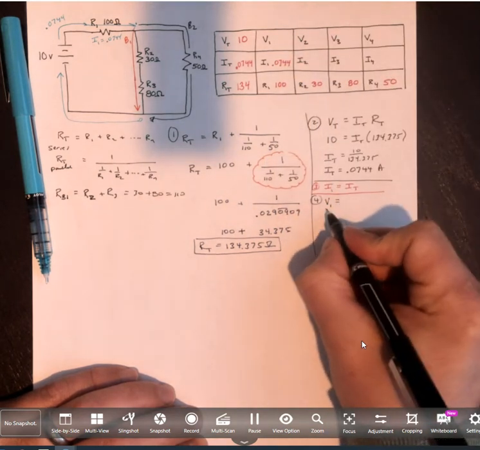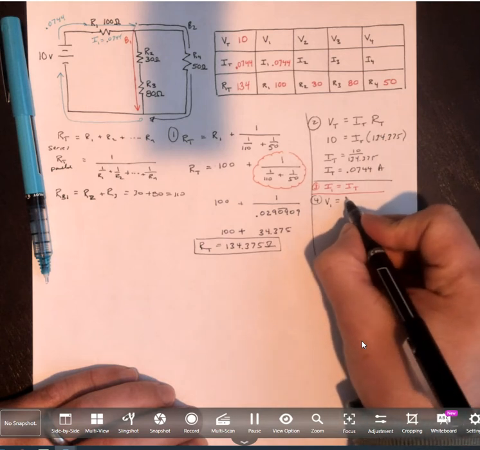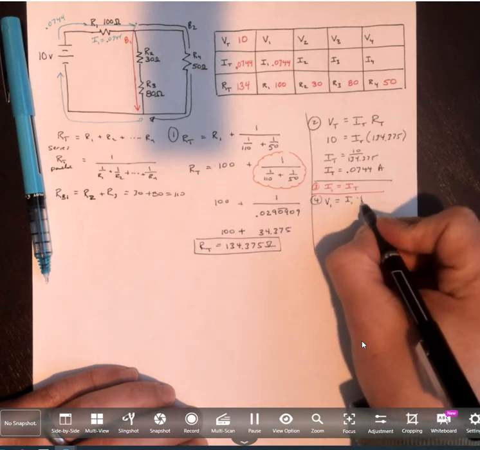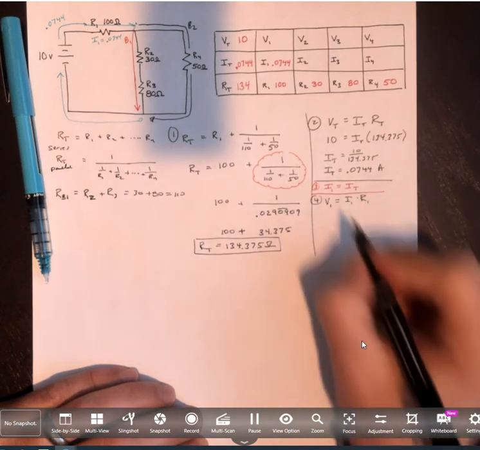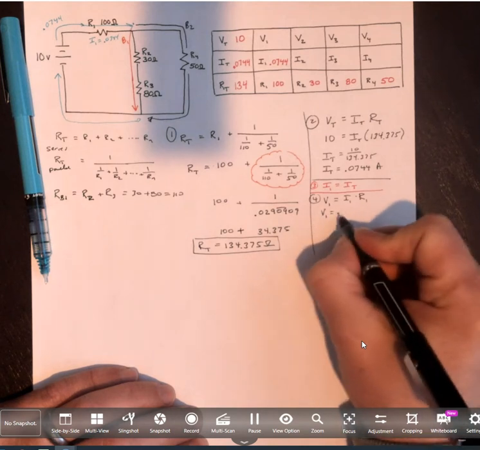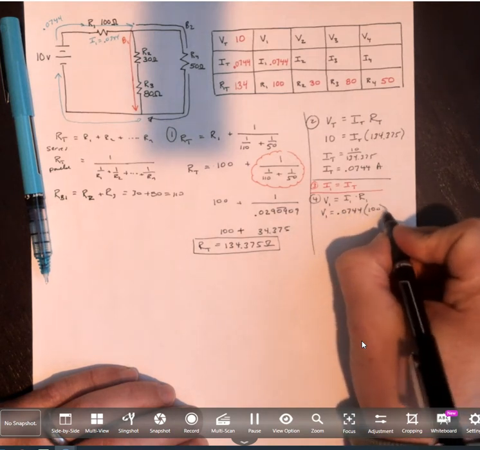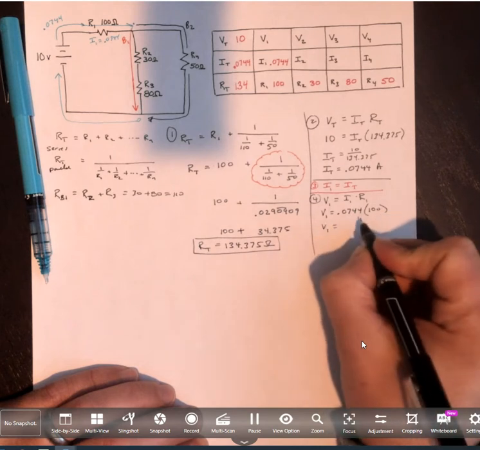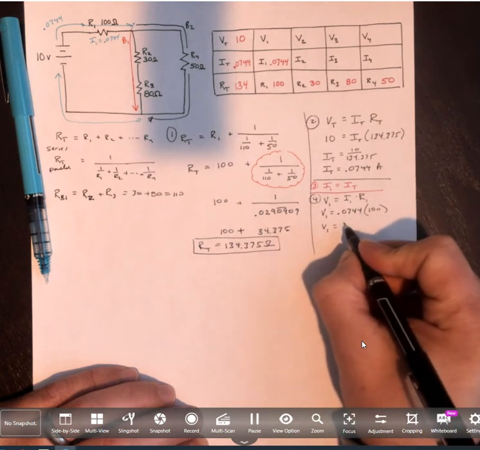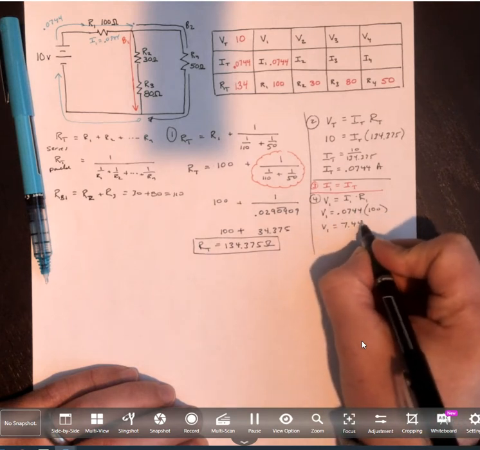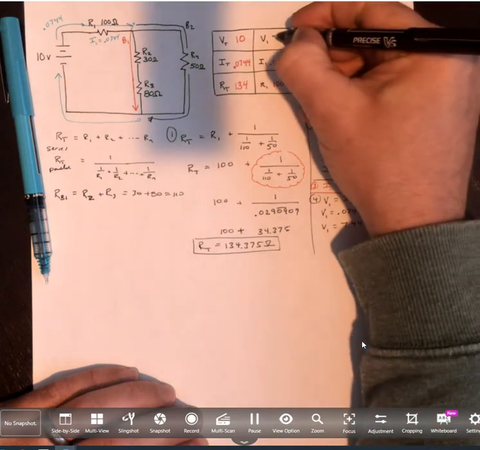So I can say that the voltage drop at the first resistor is equal to the current through the first resistor times the resistance. So I get V1 is equal to 0.0744 times 100. And that's going to move my decimal 2 places, so I'm going to get 7.44 volts.